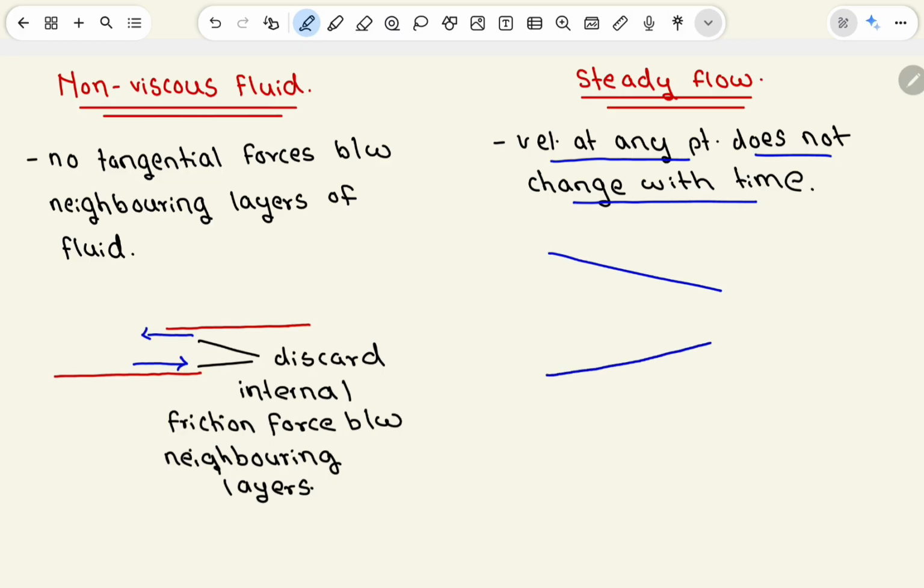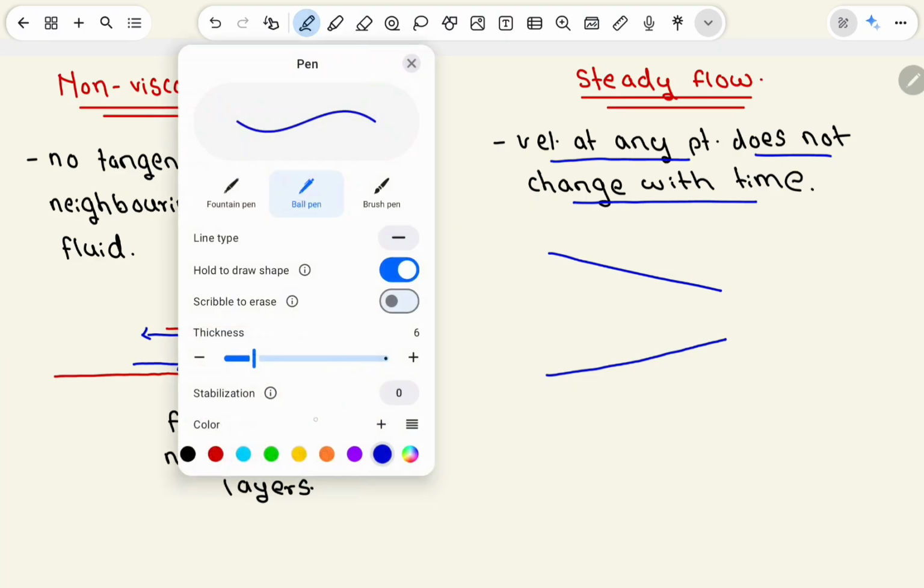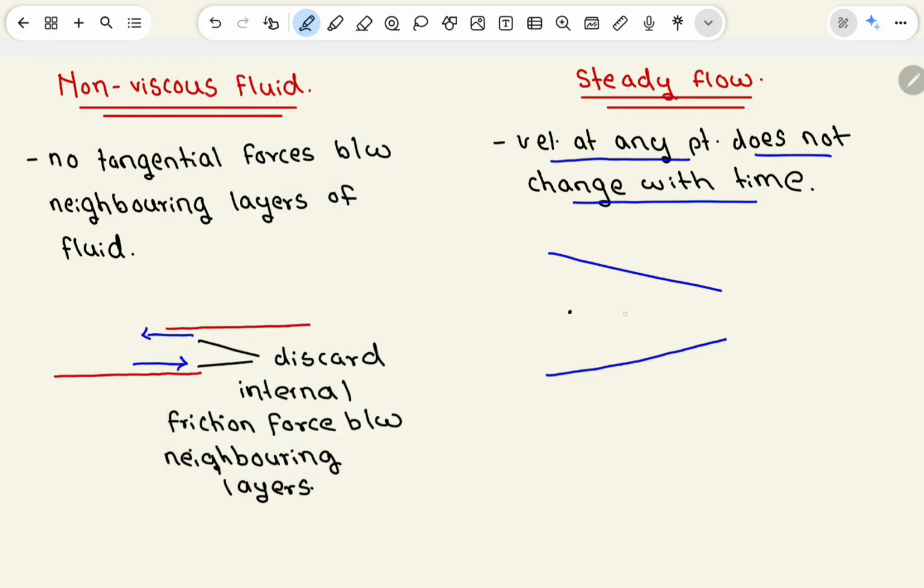Let's say I have a pipe like this, which is tapering towards the right end. I have 3 points: point 1, point 2, and point 3. The velocity at point 1 is v1. The velocity at point 2 is v2. And the velocity at point 3 is v3. And they all are different. So at different points in space, the velocity is different.